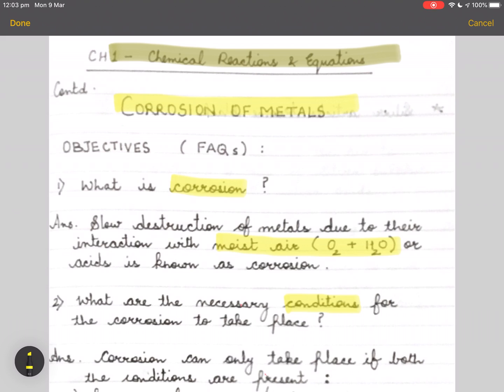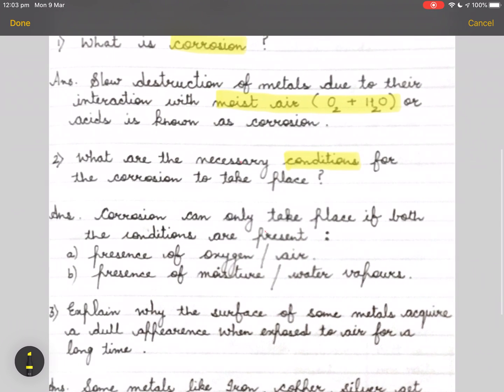Next we go. So we need to understand what are the necessary conditions for corrosion to happen. As I told you, there should be the presence of oxygen in the air as well as the moisture. But remember, only if both these conditions are satisfied, corrosion occurs, otherwise nothing happens.